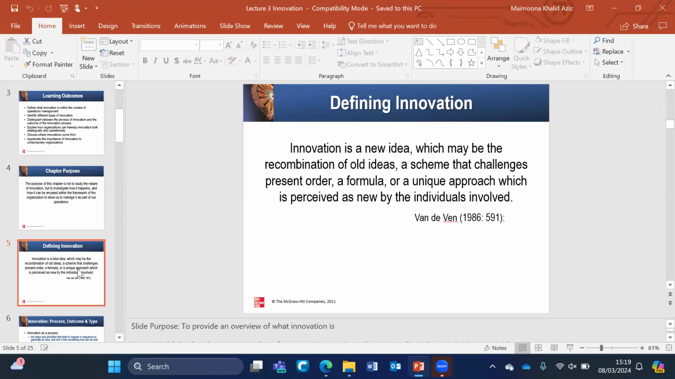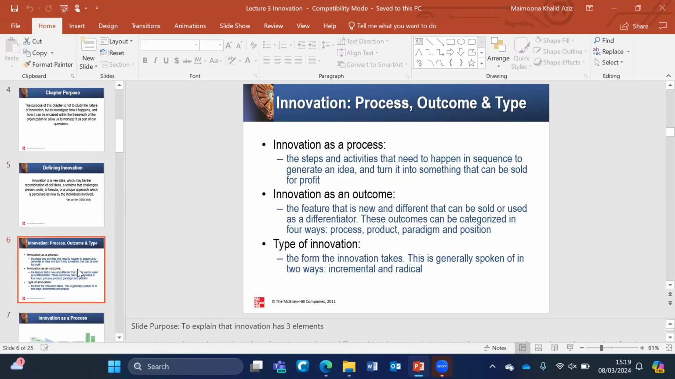Next, let's look at innovation as a process, outcome, and type. Innovation as a process basically means that there is innovation and it's a whole process. So the things that are being innovated go through a particular process, a set of steps and sequences, and then it comes out as an outcome. Innovation as an outcome means that the features that are new and different can be sold or used as a differentiator.